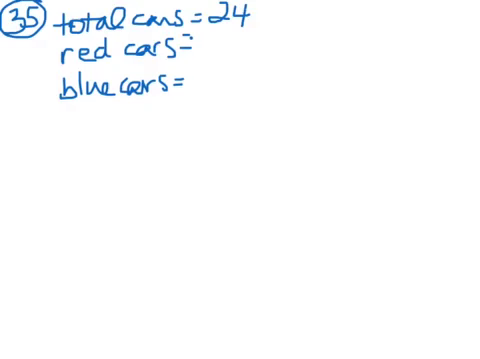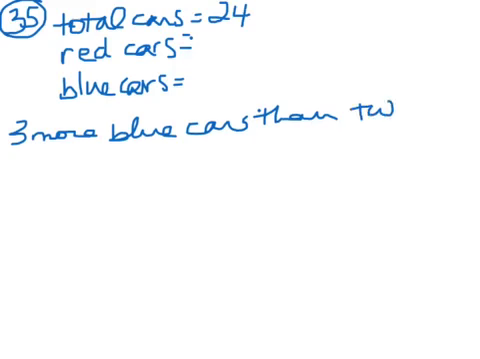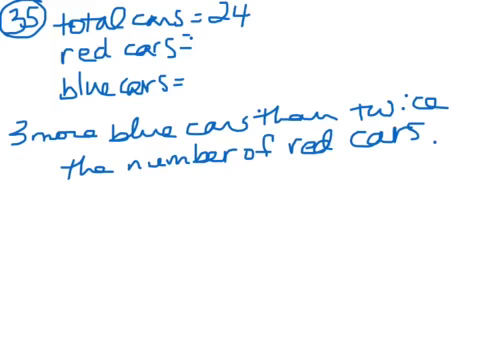There are 3 more blue cars. I love this. 3 more blue cars than twice the number of red cars. Does anybody remember what I told you last time about sometimes there's a word in the word problem that kind of gives you a clue what the variable should be? Do you remember what I said? Anybody remember that? Well, let's see. Oh, okay, they gave it to you, sorry. Yeah. Okay, they're telling you that the number of red cars is what our variable is going to be.